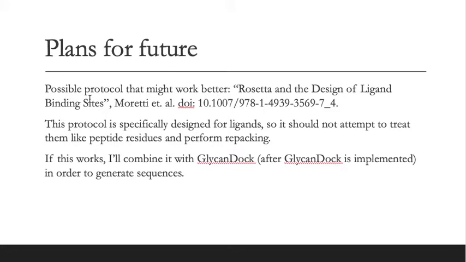And I hope to combine this with GlycanDoc. So once GlycanDoc is implemented, I will do the design of ligand binding sites protocol to generate mutations. I'm hopeful that it will work for antibodies too, they are proteins after all, but this is me just going ad hoc here, I'm a little afraid with all of their numerous loops and stuff that they might not be as susceptible to this as enzymes per se.